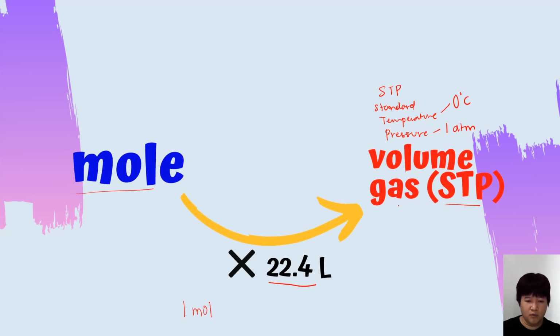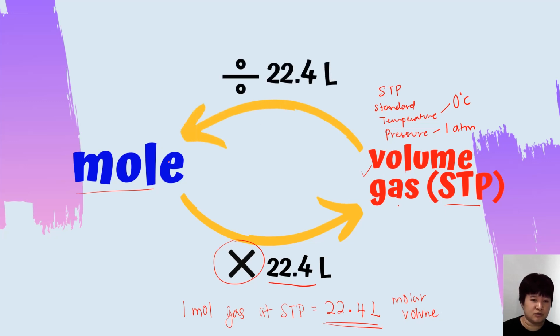We know that 1 mole of any gas at STP is equal to 22.4 liter. So 22.4 liter is what we call molar volume. And if the question gives you a number of mole of gas and you are changing to the volume, you times the molar volume. Vice versa, if I have the volume of gas at STP and I want to change to number of mole, we divide by the molar volume. Make sure you identify whether they are at RTP or STP.